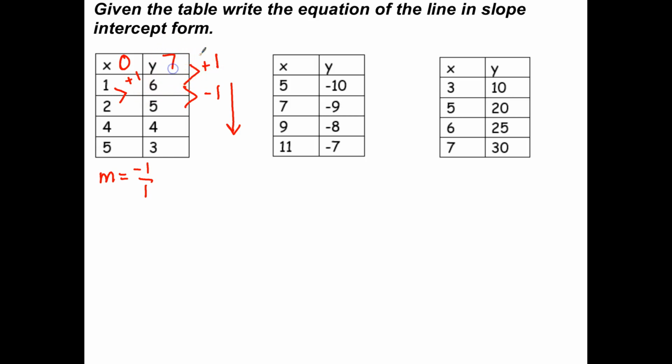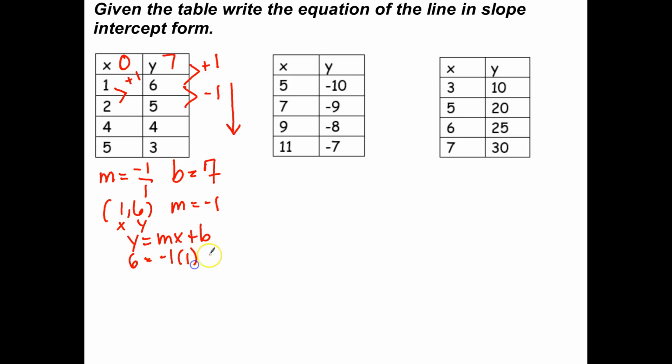And then 7. So guess what my b is? 7. But if I didn't want to do that, since y'all insist on not seeing the connections, (1, 6) will be my ordered pair that I would pick. m is equal to negative 1. And so I'll do x, y; y equals mx plus b. Plug in: 6 is equal to negative 1 times 1 plus b.